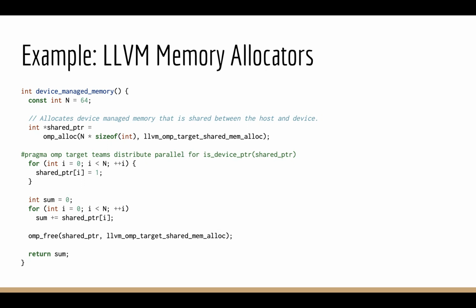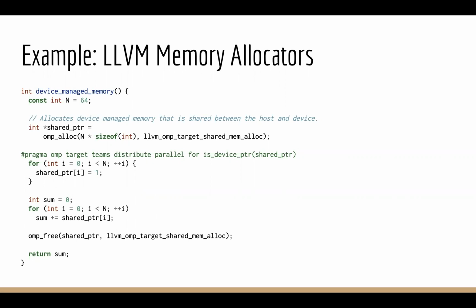As you can see, we are writing to it on the device, and then once the target region execution ends, we can simply read it on the host without needing to do any explicit maps to or from the device. So this is very useful. It's basically like unified shared memory, except for specific buffers of memory. And then we can free it with the same call, and then we can return the value.